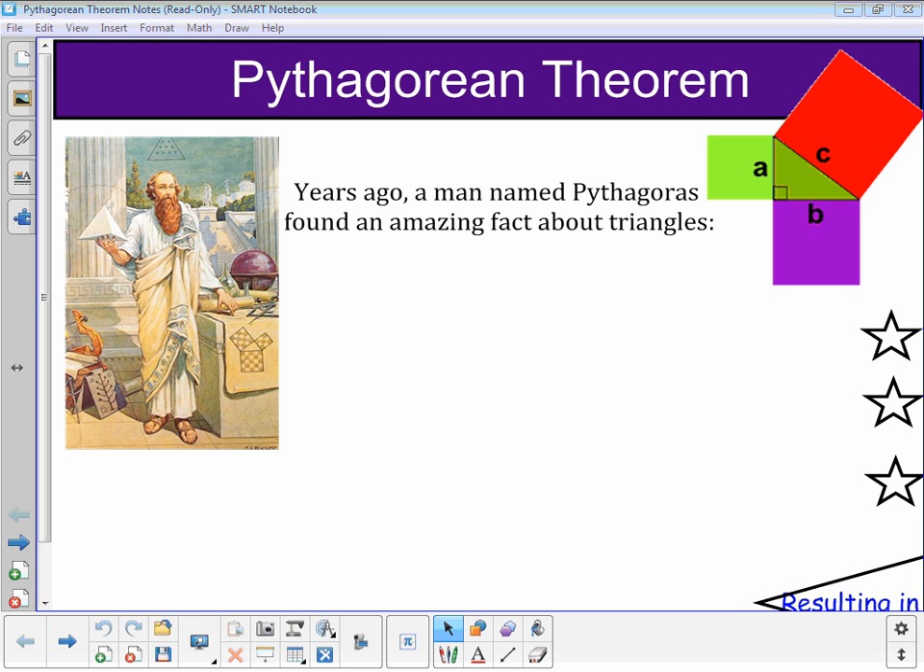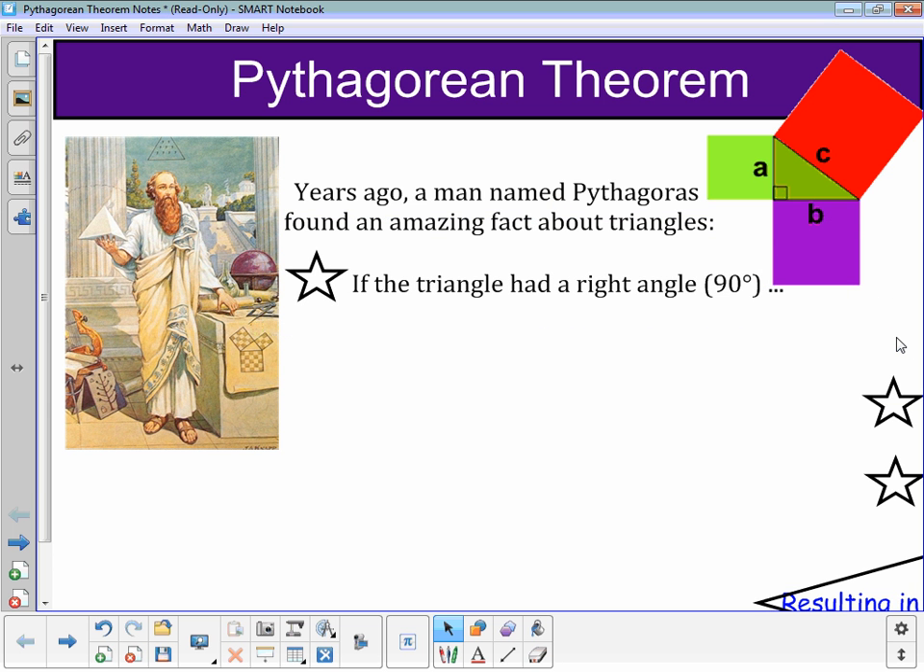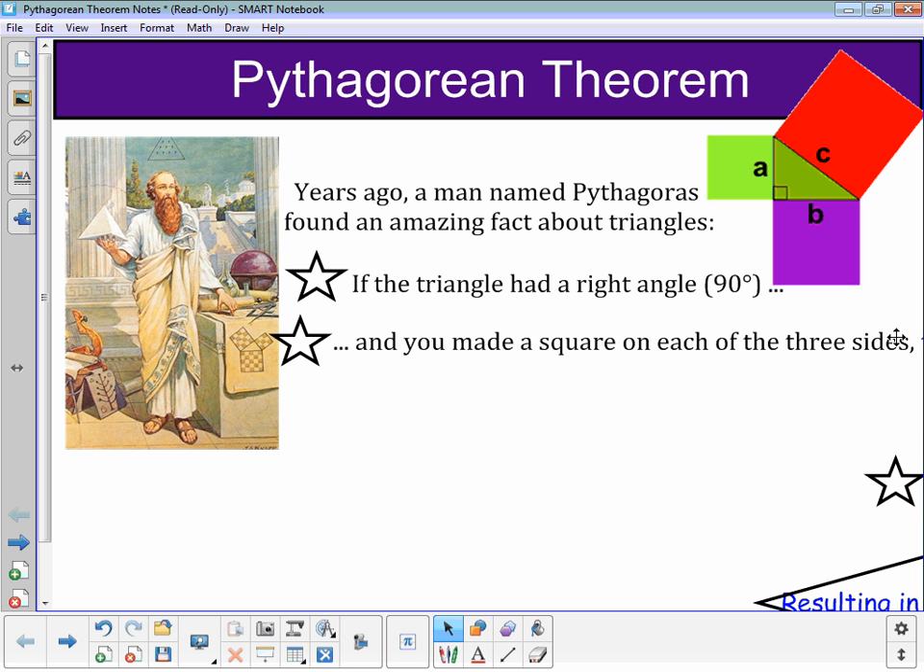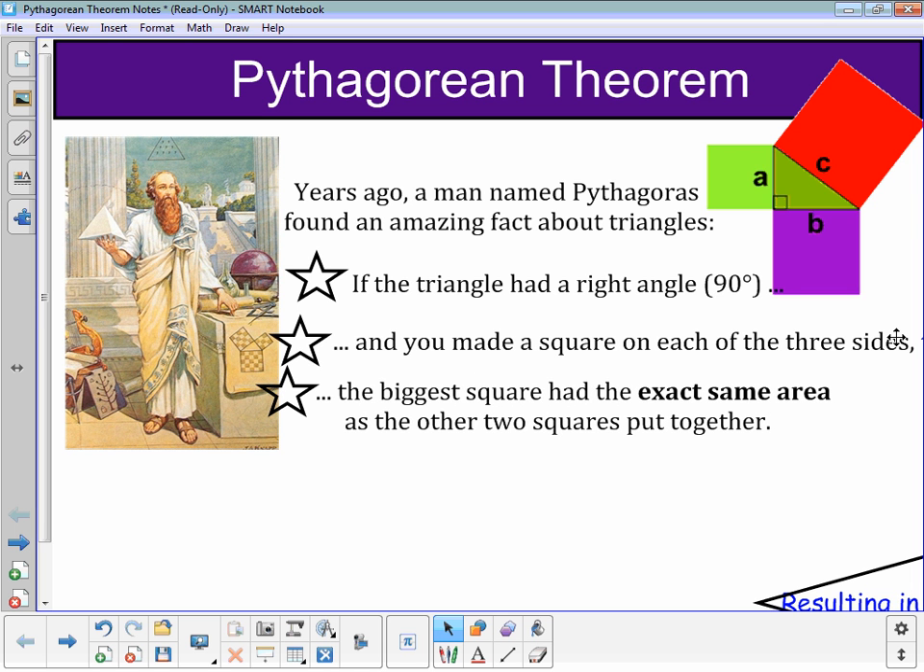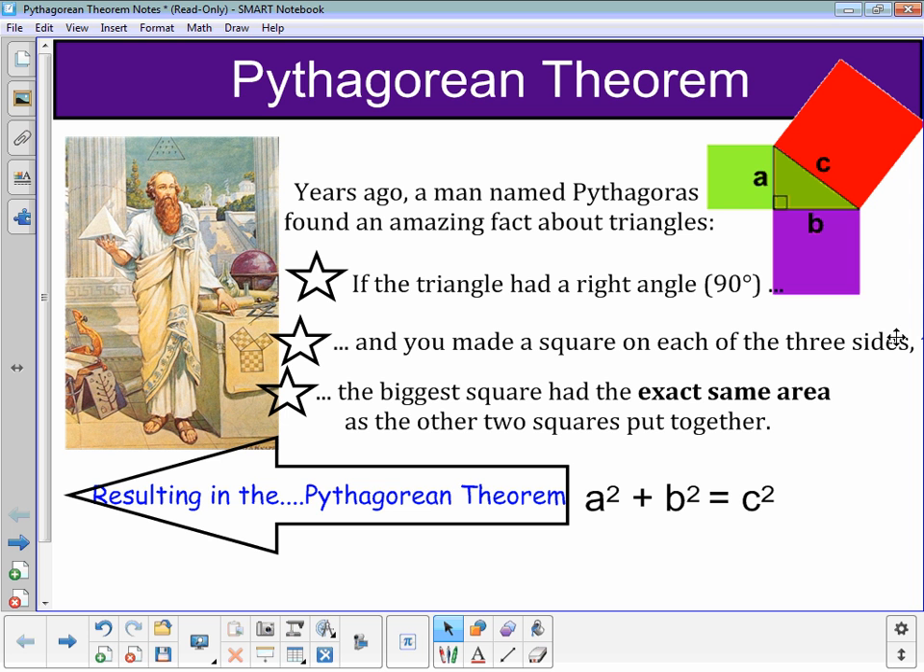Years ago, a man named Pythagoras found out an amazing fact about triangles. He learned that if a triangle had a right angle, or in other words, a 90-degree angle, and you made a square from each of the three sides, kind of like in the picture you see right there, then the biggest square had exactly the same area as the other two squares' areas put together. This is where we got the Pythagorean theorem, which is a squared plus b squared equals c squared.